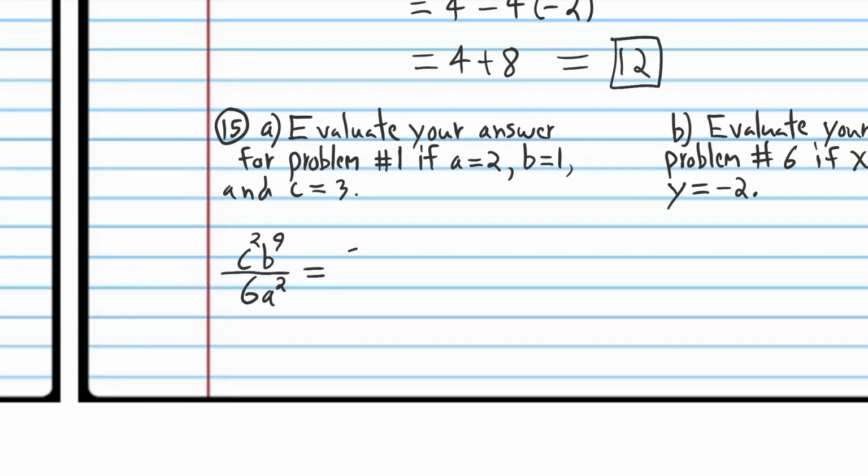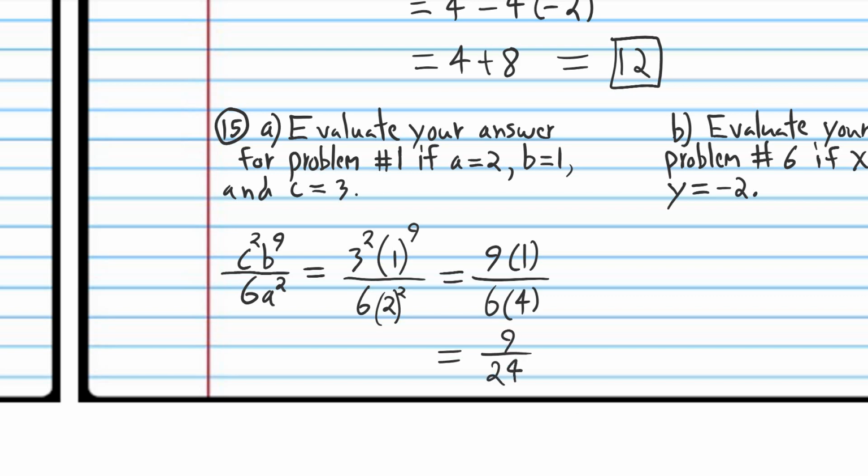So C is equal to 3, so we just plug in 3 for C, and B is equal to 1. Now I can put both of these in parentheses if I want, but I don't need to put both of them. And A is 2. So all we have to do now is just simplify that expression. 1 to the 9th power, that's just 1 times 1 times 1 times 1 times 1 times 1. It doesn't matter how many times you multiply 1, you're just going to get 1. So that just equals 1, and 3 to the 2nd power would be 9. So on the top we have 9 times 1, and 2 to the 2nd power is 4. So we have 6 times 4 on the bottom. 9 times 1 is 9, 6 times 4 is 24.